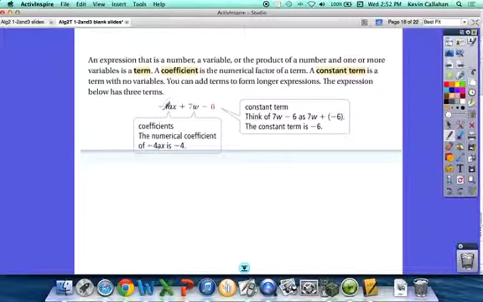Second, if there's a constant in front of the variable, that is called a coefficient. Okay, and we'll use that word over and over again. We're not trying to confuse you. That's the proper word to use, coefficient.